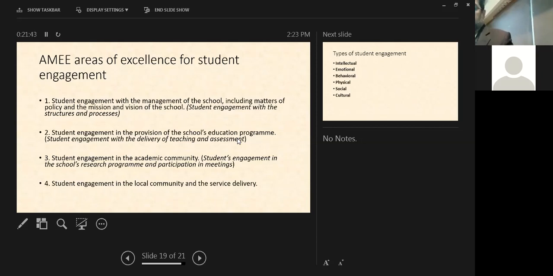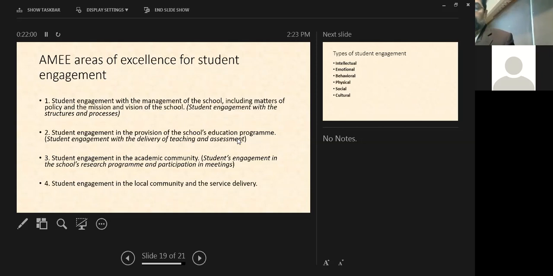Students' engagement in the academic community, right? Especially in the research programs and participation in meetings. And of course, student engagement in the local community and delivery of healthcare service.